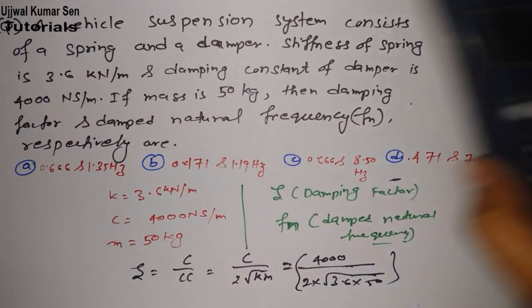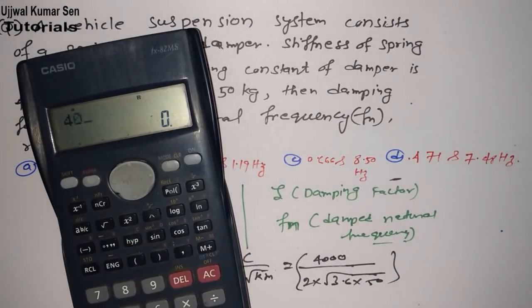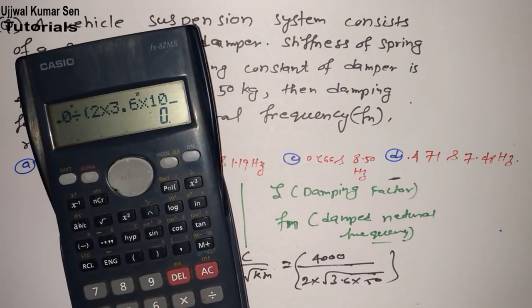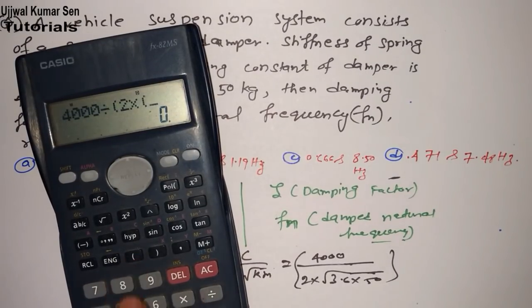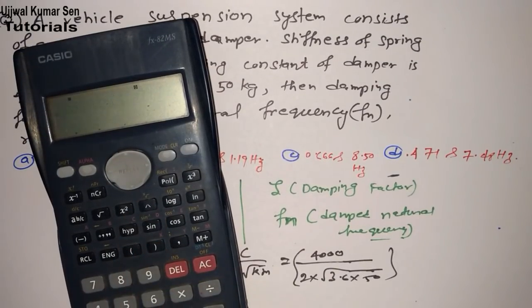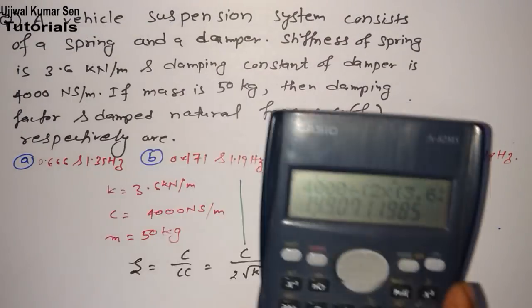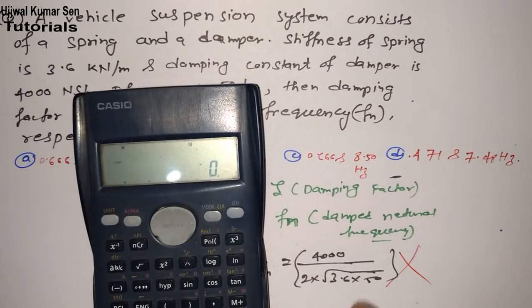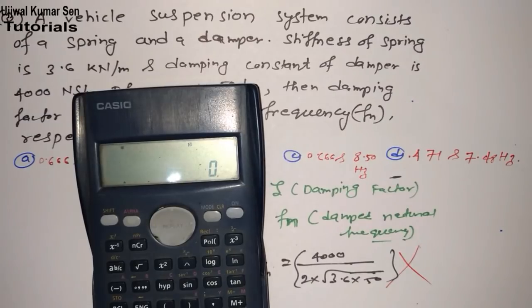Okay, so we will do the calculation. 4000 divided by 2 multiplied by 3.6 multiplied by 50, to the power 1 by 2. Oh, this is the right answer. Okay, can you guess if this is the right answer? No, this is a wrong approach. If you are solving like this, then you are making a mistake. Don't make this mistake. That's why I am showing you a live example where you can make a mistake.